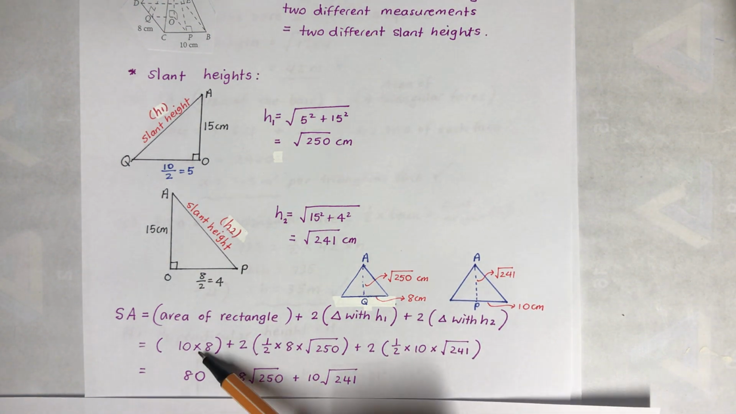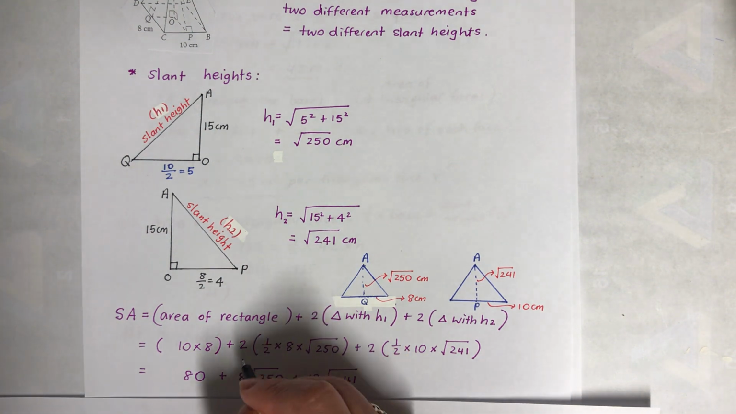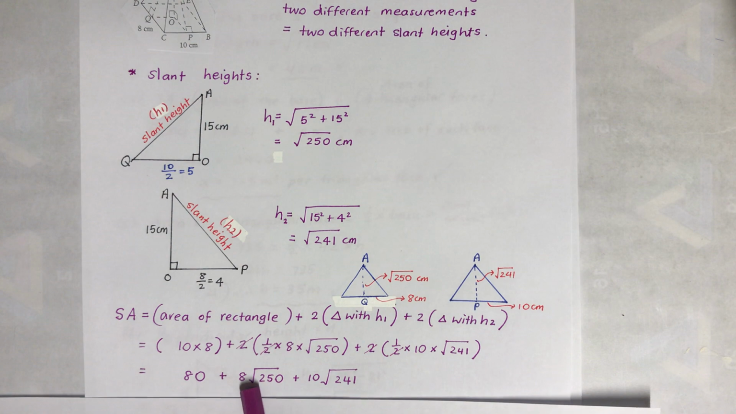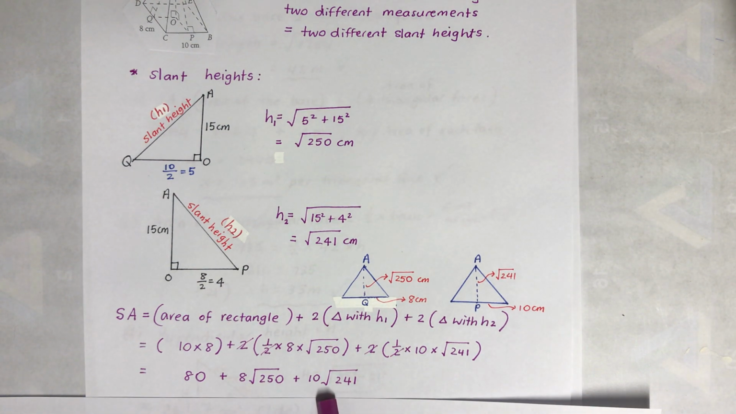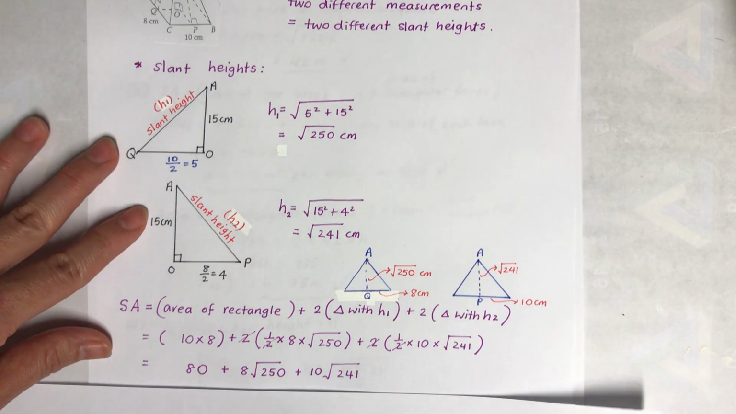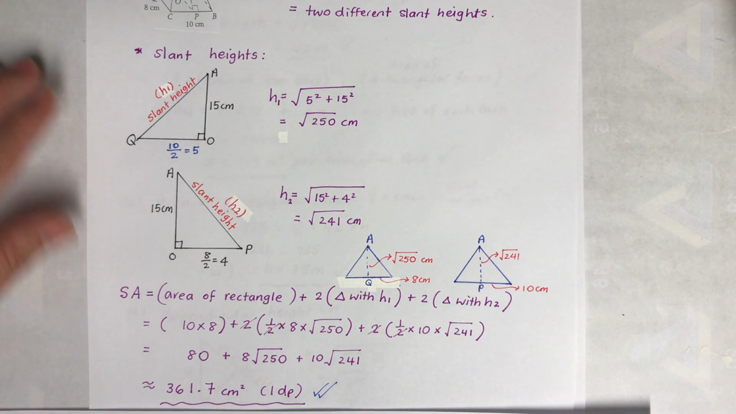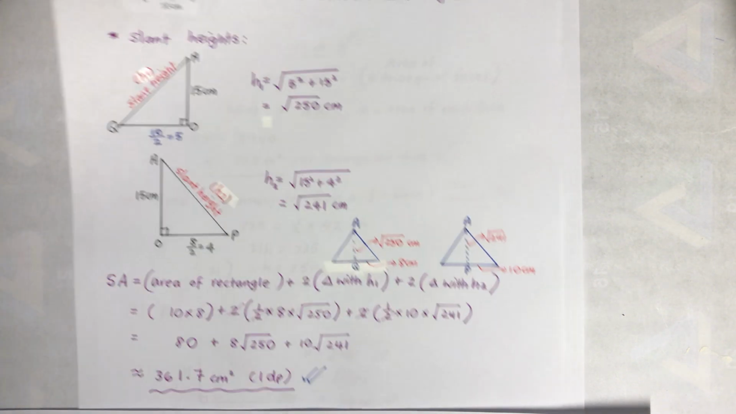Okay. And then if I do that, I can cancel the 2s out. So I'm left with 8 square root of 250 plus 10 square root of 241. I put all that in the calculator and I'll get 361.7 centimeters squared.